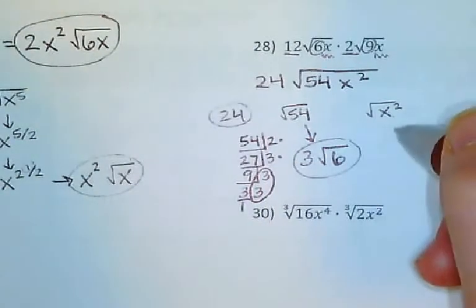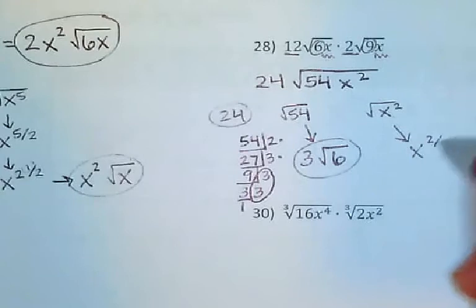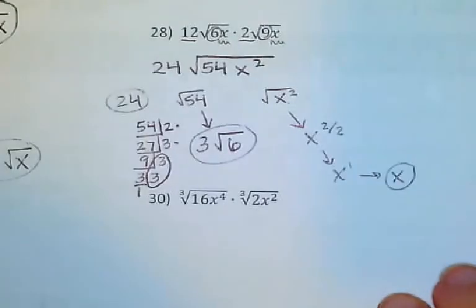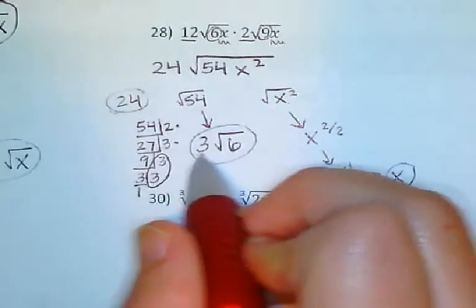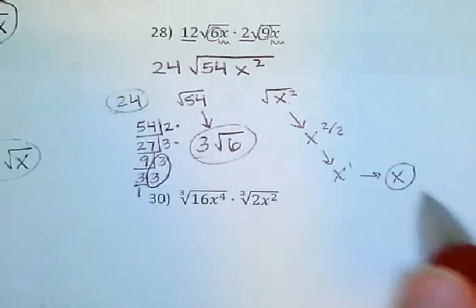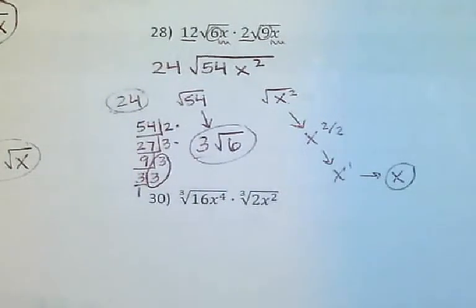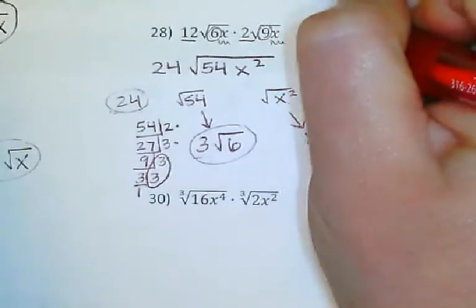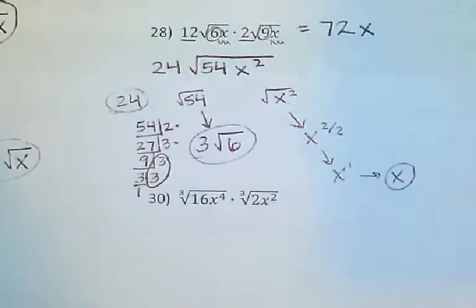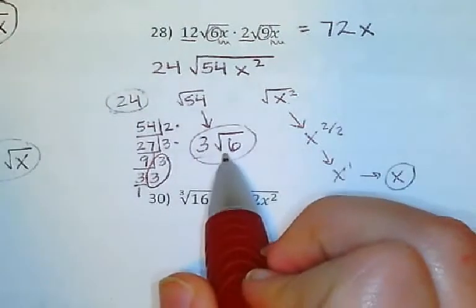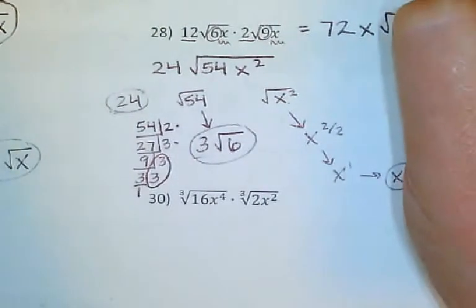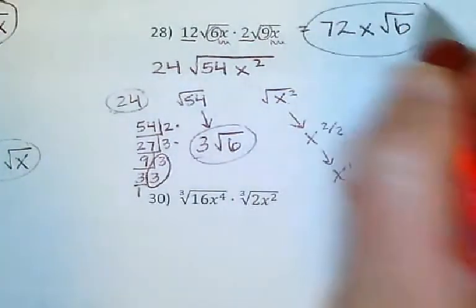And then this square root of x squared, we're going to get x to the 2 over 2, which is x to the first, which is really just x. Alright, so now everything that's on its own on the outside of a radical, I can put together. So I'm going to take this 24 times 3 times x. So 24 times 3 is going to give me 72. And then that x also did not have a square root sign. But I do have a square root 6 that I need to tag onto there. And there's my final answer.